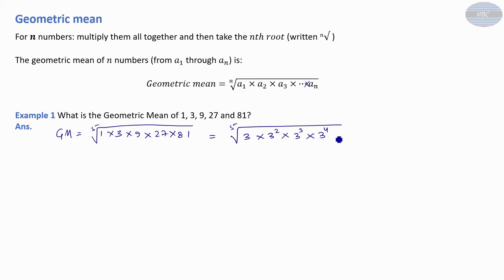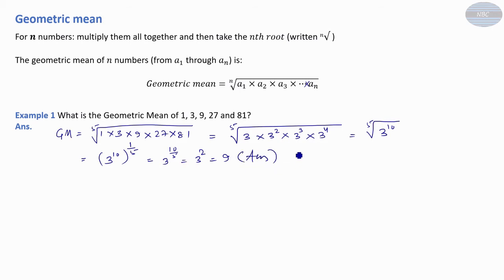Okay, so it can be written as 4 plus 3 is 7, plus 2 is 9, plus 1 is 10. So this is nothing but 3 to the power 10. Okay, so when you solve this one, the fifth root can be written as 1 divided by 5. So this is nothing but 3 to the power 10 divided by 5. So this is 3 square, which is equal to 9. So this is the answer.